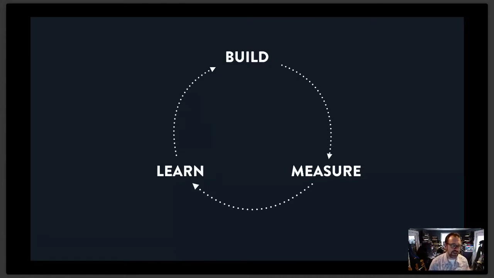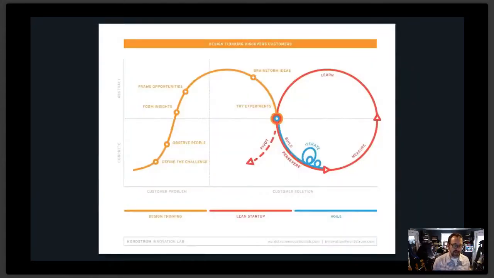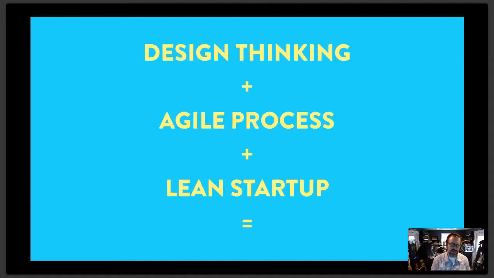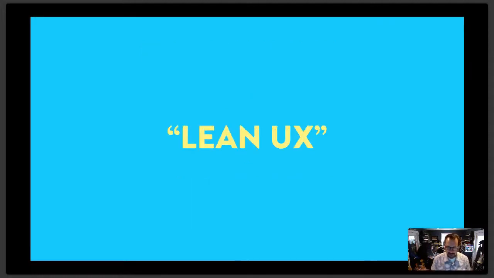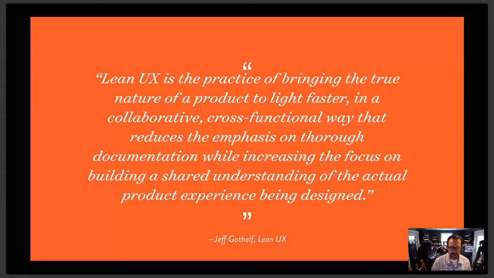And this came out of Nordstrom's design lab. The yellow is design thinking, the red is lean startup, and the blue is agile. So once you start applying all these things together, you can get into a much better mindset because you're not saying, oh, we're only looking at this one piece. They're all related. These things all go together. And so this all comes down to what we've started to call lean UX. And lean UX is the practice of bringing the true nature of a product to light faster in a collaborative, cross-functional way. And we're looking at a shared understanding of the product experience being designed.